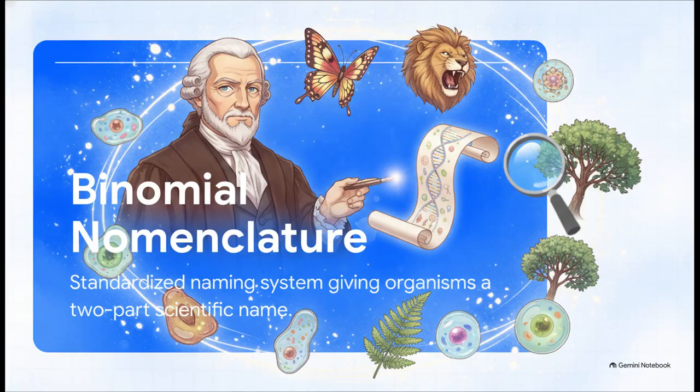So, how do we actually create this universal language? Well, enter the scientific solution, binomial nomenclature. Introduced by the brilliant scientist Carolus Linnaeus, this is a standardized naming system where every single organism gets a two-part scientific name. By creating this system, Linnaeus essentially united the global scientific community. He allowed them to finally speak the exact same biological language. It was a real game changer.